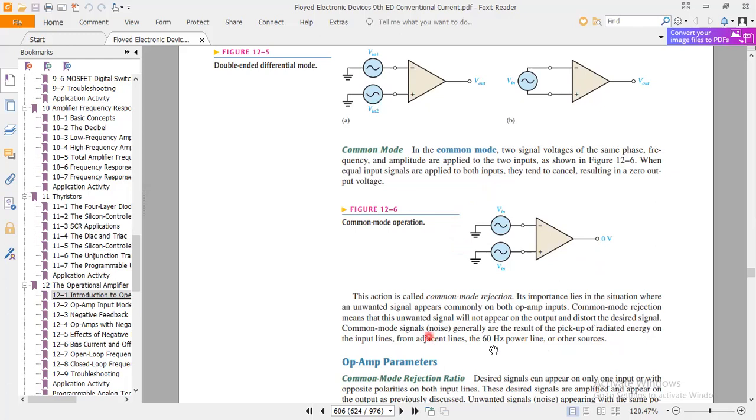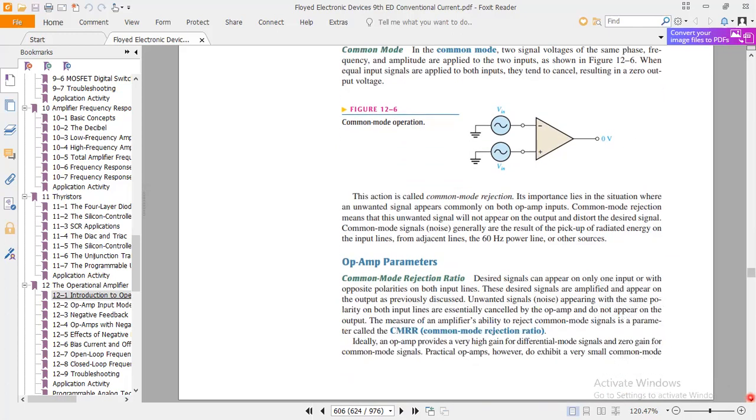This means that the kind of noise, distortion and interference can be sensed by this common mode category of op-amp. Hopefully up till now all the things are clear to you, and if you have any kind of question or query, please ask in this online session.